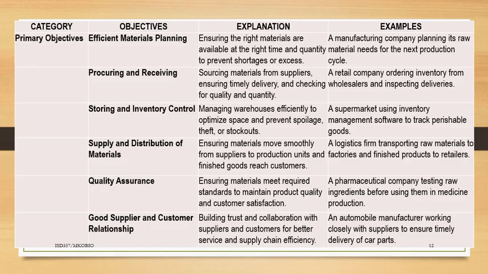And you have procuring and receiving, that is sourcing materials from suppliers, ensuring timely delivery, checking for quality and quantity. So these are the primary objectives. We have storing and inventory control, making sure that you manage warehouses effectively to optimize space and prevent spoilage of those stocks. And you have supply and distribution of materials, ensuring that materials move smoothly from suppliers to the production unit and finished goods reach customers.